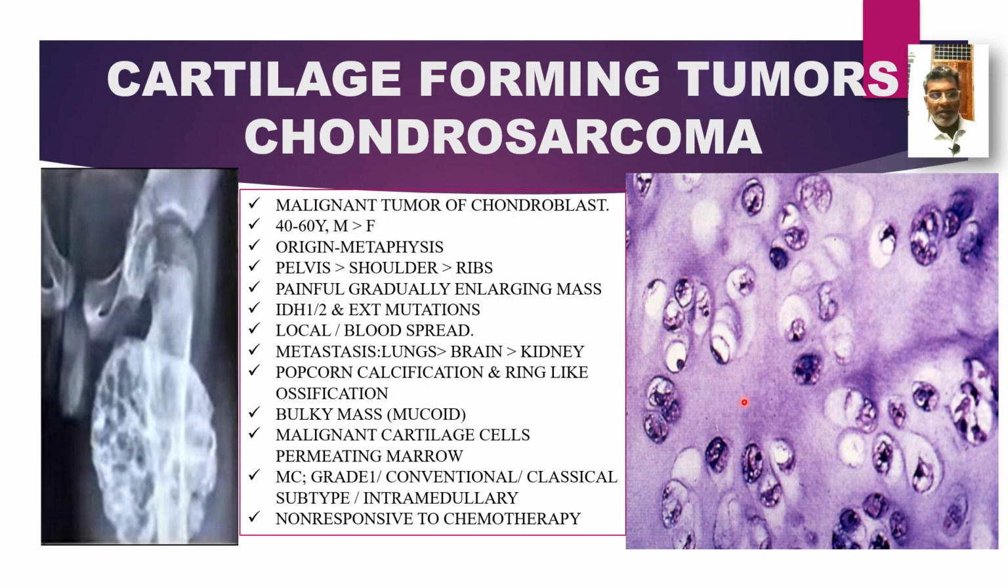And out of the grade 1, grade 2, grade 3 types of chondrosarcomas, grade 1 is the most common type. Conventional subtype or classical subtype or intramedullary subtype of chondrosarcomas are the most common type of chondrosarcomas. As they are non-responsive to chemotherapy, surgery is the mainstay of treatment. You remember all these cells. These are malignant tumor cells permeating into the marrow.